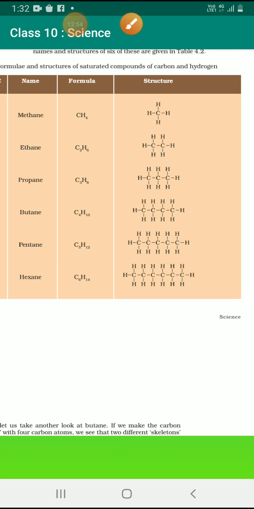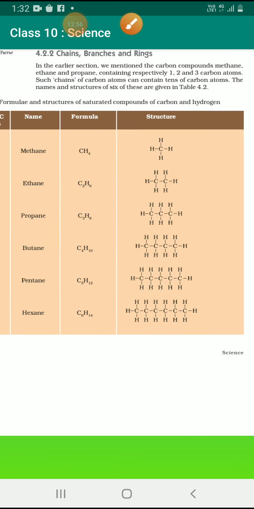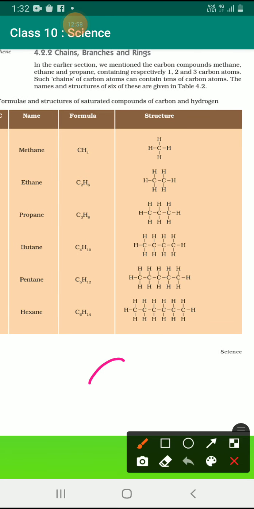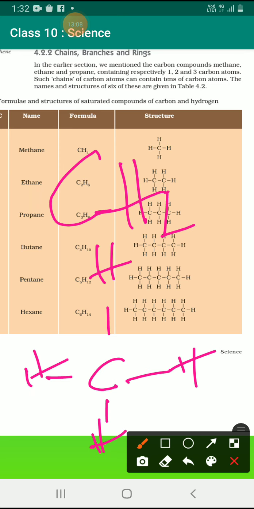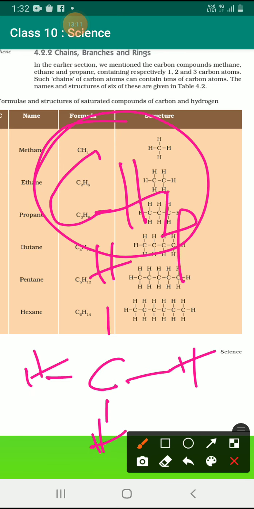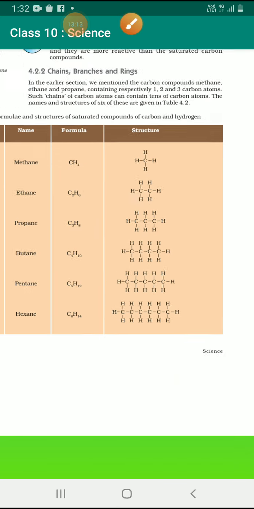And you can easily write the structure of that. The structure is very simple: C is bonded to 4 H, which is nothing but H, H, H and H. So this is CH4, which is called methane. Okay, so in this way we are going to solve this. I hope you understand that.